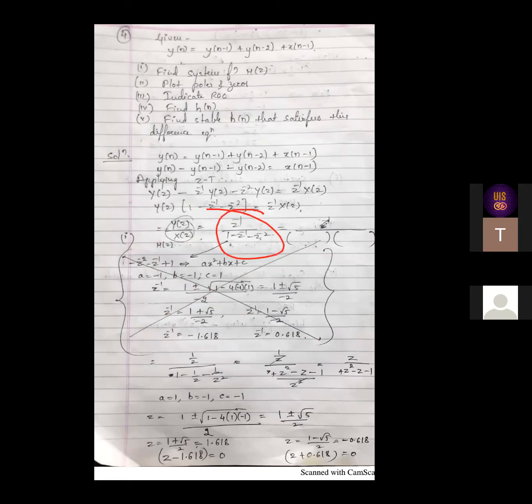So this is your H(z). How to find the poles and zeros? First, you convert it to all positive powers. 1 by z at the numerator, denominator 1 minus 1 by z minus 1 by z square. Take the LCM, z square, and numerator 1 by z. One z gets cancelled here, and you'll be left with z by z square minus z minus 1.